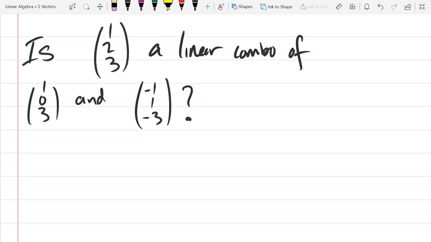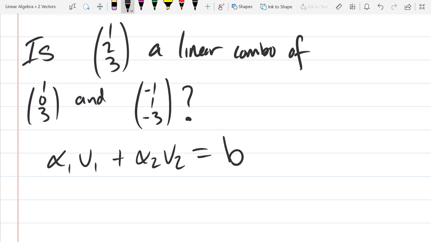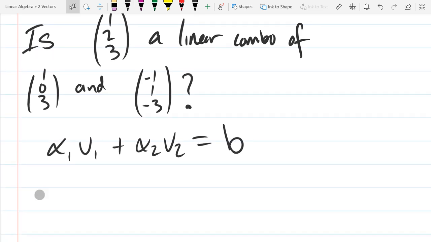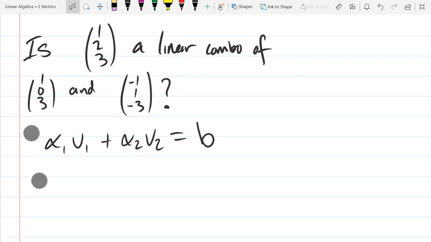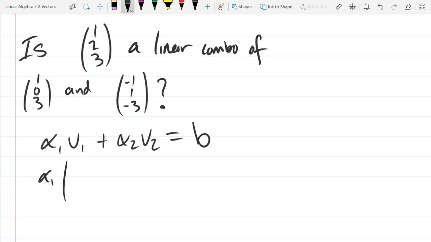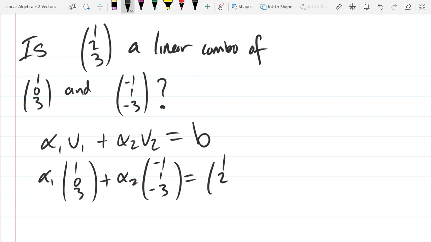It'll be, I could use alphas, I'll just write alpha 1 v1 plus alpha 2 v2 equals some vector that's not changing. And I'm just going to fill in the vectors we have up here. So alpha 1 times 1, 0, 3, plus alpha 2 times negative 1, 1, negative 3, equals 1, 2, 3.